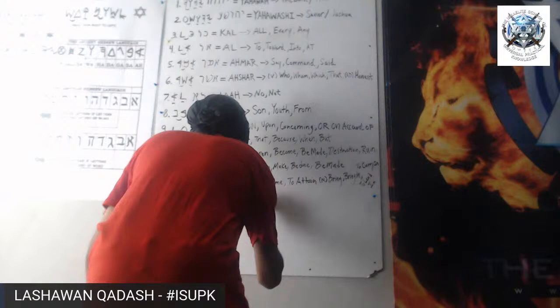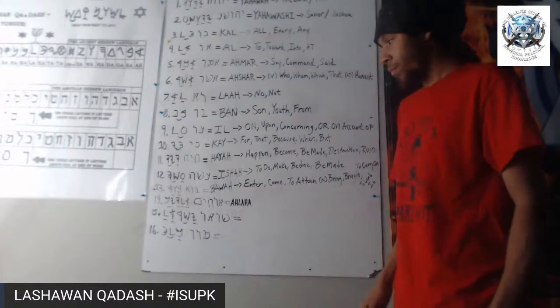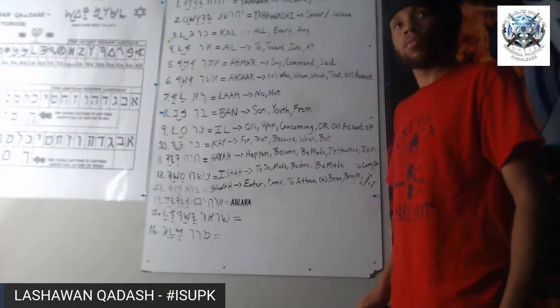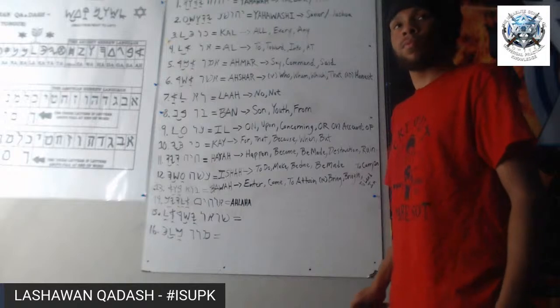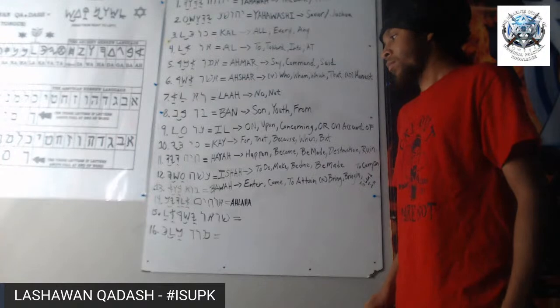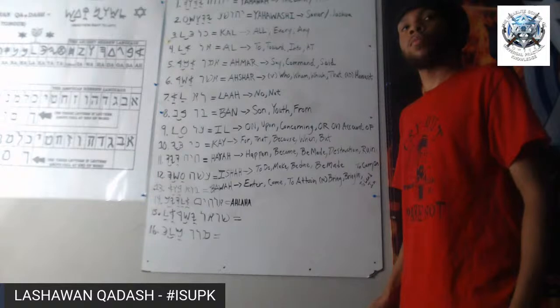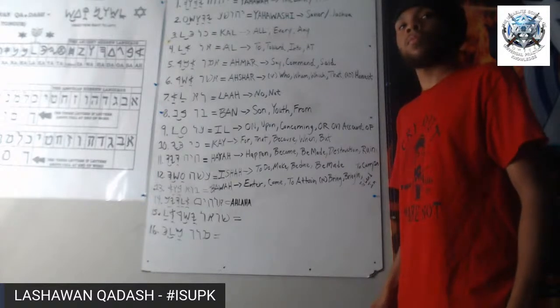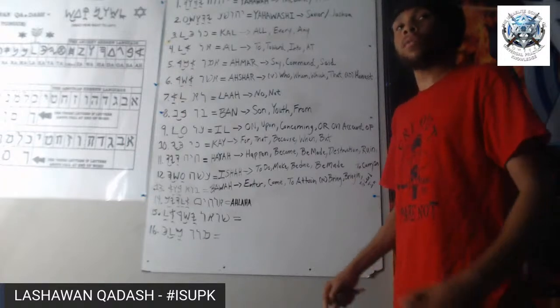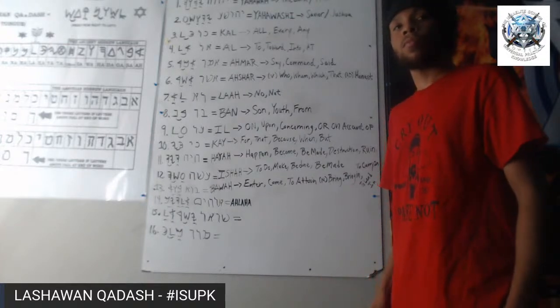Okay. What's next? Ma. Yeah, ma. Okay. Then ma, the A at the end. So together, what would the whole word be?